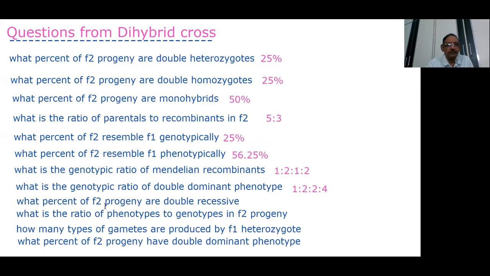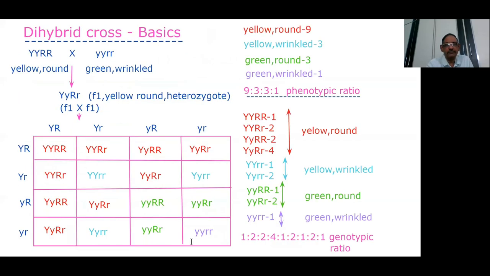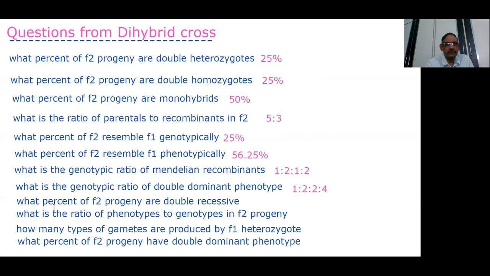Next question. What percent of F2 progeny are double recessive? Double recessive progeny are 1 by 16. This is the only one which is double recessive, small r, small r. 1 out of 16 is double recessive. And here the question is asking, what percent of F2 progeny are double recessive? 1 by 16, if my calculation is correct, is 6.25%. 6.25% of the F2 progeny are double recessive.